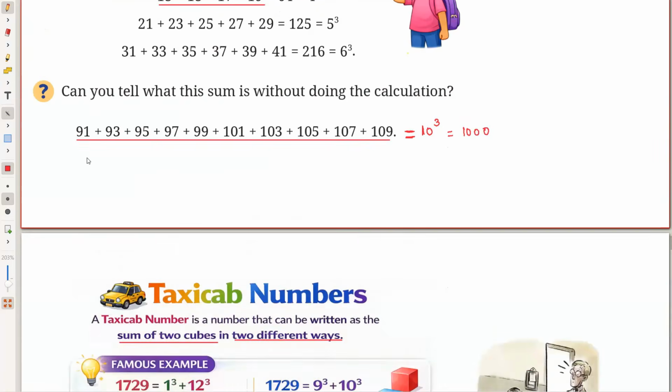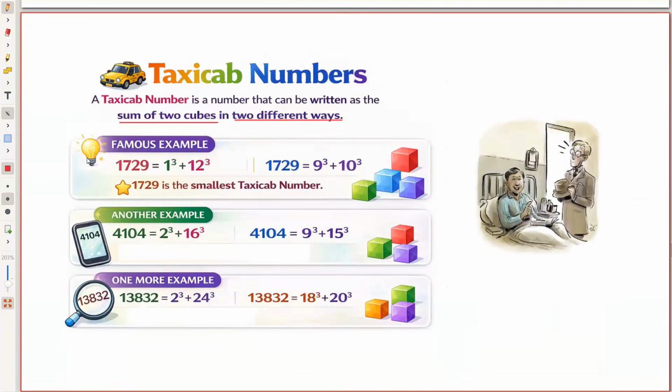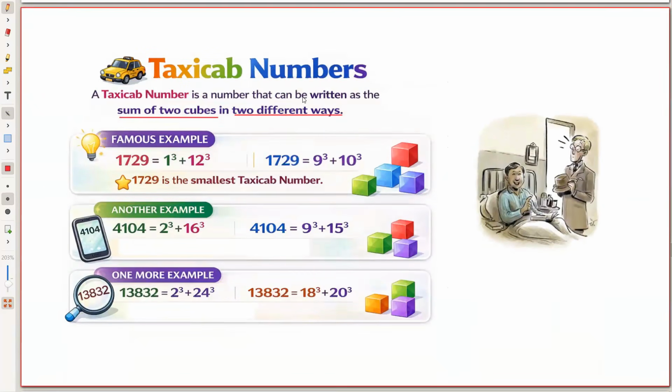Okay, so next, taxi cab number. A taxi cab number is a number that can be written as the sum of two cubes in two different ways. Such a number is called a taxi cab number. As well, we can say that it is the Ramanujan number, the Hardy-Ramanujan number.